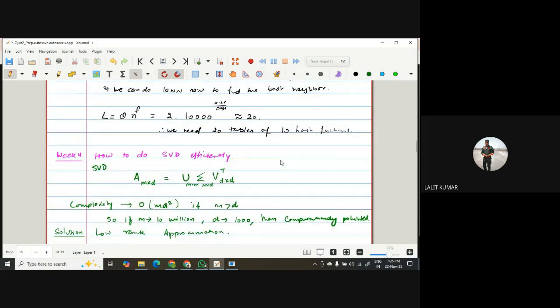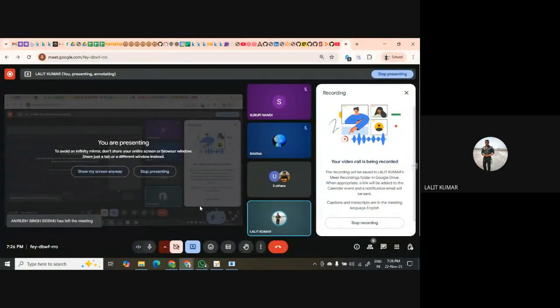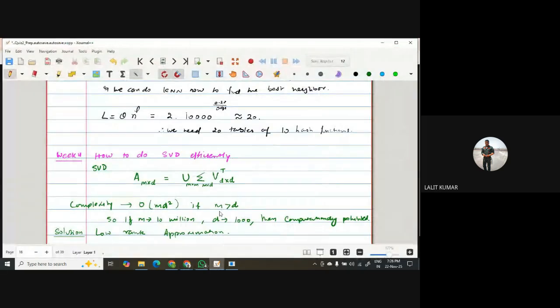So this was week 3. Week 3 was a continuation of week 1 and week 2, and from the JL lemma we came down to LSH. Any question in LSH, conceptually or anything? Anyone wants me to cover it again? Okay, if there is no point, then I'll go to the next concept.